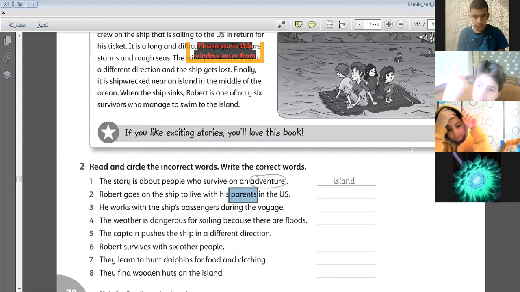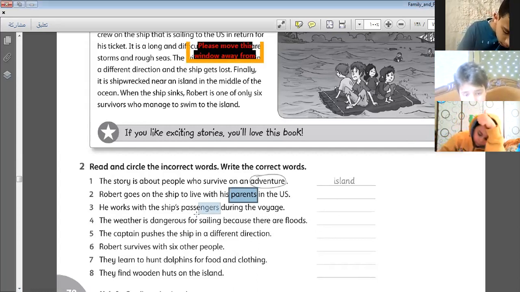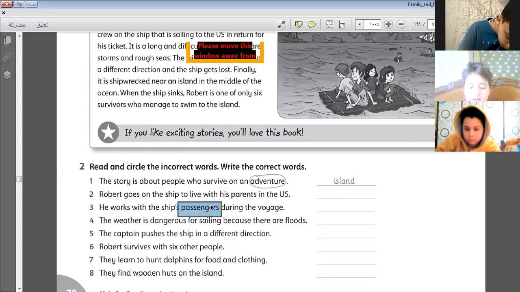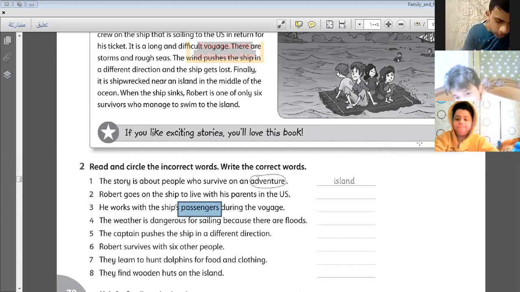Thank you, Ibrahim. Yes, Ahmed. Number 3 now. He works the ship's passenger during the voyage. Teacher, passenger is false. Teacher, change it to crew. Excellent. So we replaced passengers with the crew. Okay, now we will take them one by one. Thank you very much. Appreciate it.